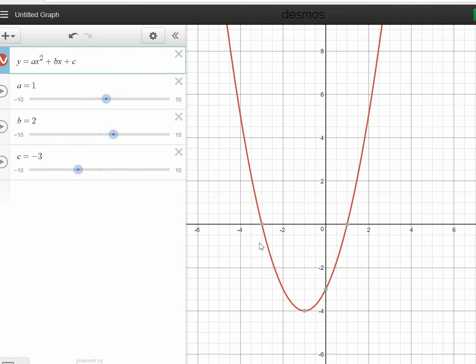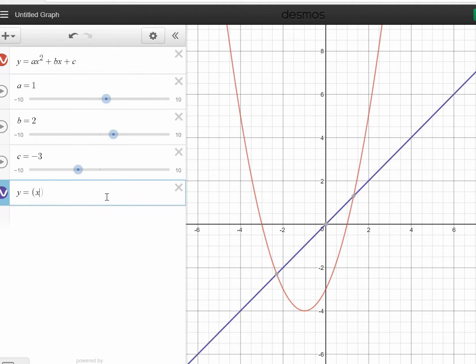Looking at this graph, we can see that it cuts the x-axis at 2 spots, -3, 0 and 1, 0. That's not readily apparent when it's in this general form, y equals x squared plus 2x minus 3. However, that is easier to see when we factorize a quadratic, and so we would turn y equals x squared plus 2x minus 3 into this form, y equals x minus 1 multiplied by x plus 3.